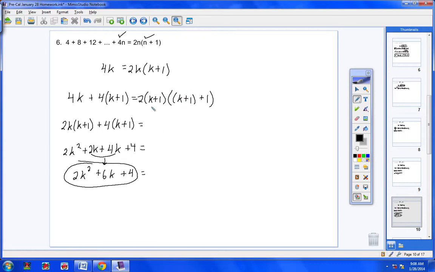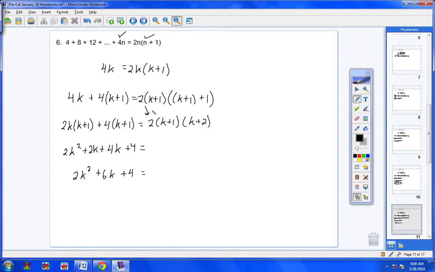I'm going to start simplifying inside my parentheses. Over here I have k plus 1 plus 1. So I really can put k plus 2. So now I bring down my 2, bring down my k plus 1, and this parentheses here became k plus 2. Now, next what I'm going to do is I'm going to bring down my 2, and I'm going to multiply these two groups together.